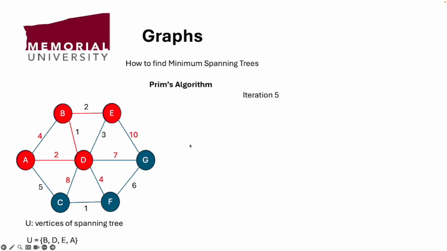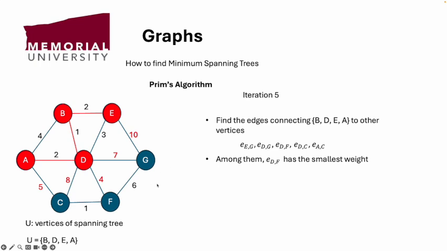Iteration 5. What do we have so far? We have B, D, E, A. We want to find the edges connecting to B, D, E, A and this vertex, right? What do we have? We have E, G, right? And then, for E, that's it, right?